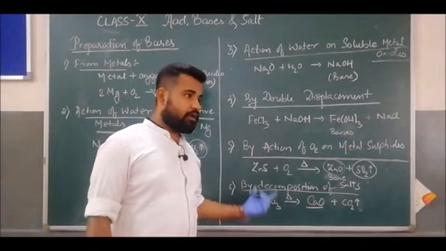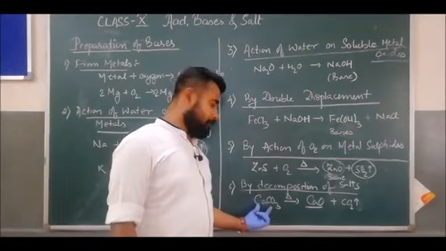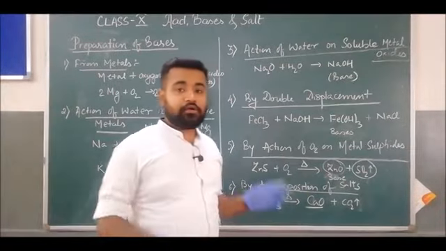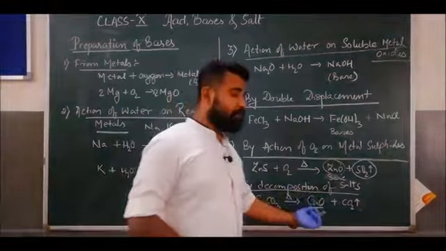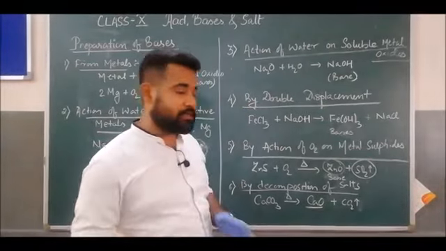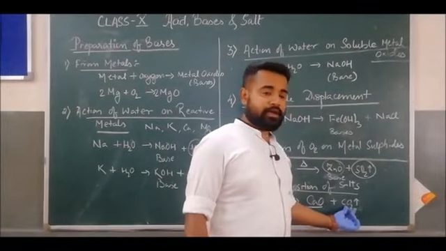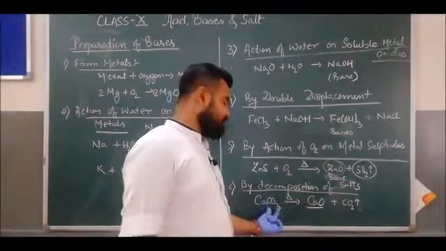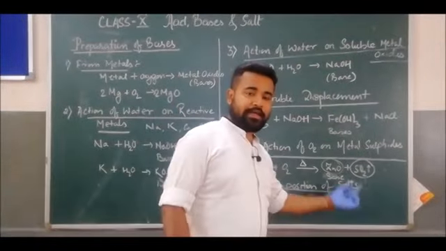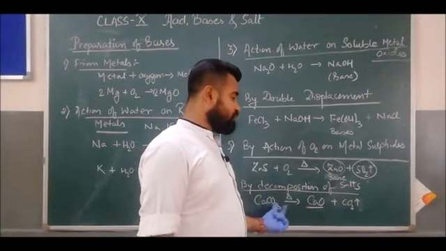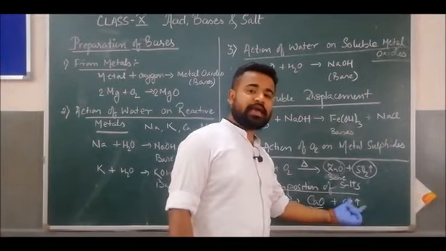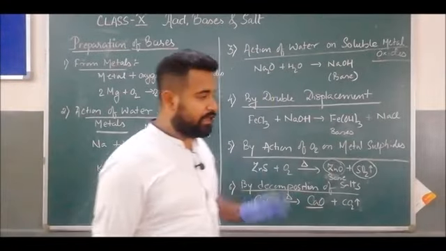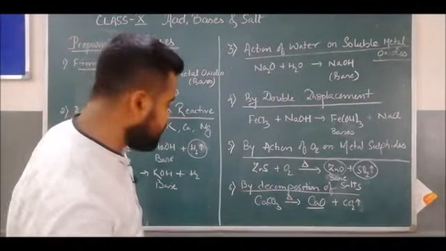So whenever the carbonate of the metal is heated, it gives its oxide, which is a base. Metal oxides are bases, and it evolves carbon dioxide. If carbonate is there, carbon dioxide. If sulfate is there, sulfur dioxide. Like this, whatever radical is present, its corresponding gas will evolve. That is, the non-metallic oxide will evolve. Clear? So this is the sixth method.